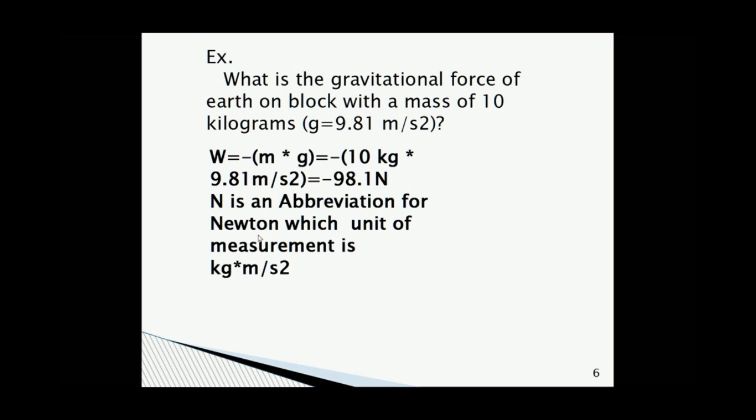What's a newton? A newton is a metric unit of measurement for force. It is calculated by multiplying kilograms times meters per second squared, which we did. We had a kilogram unit of measurement, and we had meters per second squared for our acceleration unit of measurement, which gave us a newton unit of measurement. So the force of the Earth applied to a block that weighs 10 kilograms is negative 98.1 newtons.